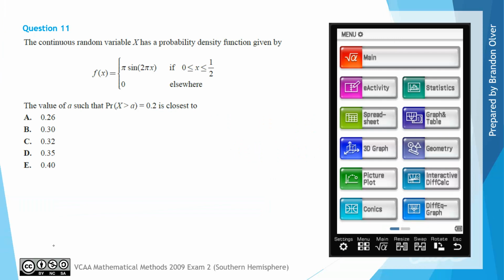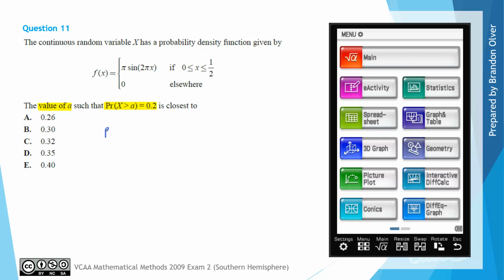For question 11, we have the continuous random variable x with the probability density function given by the following hybrid function. And the question goes on to say the value of a such that the probability x is greater than a is equal to 0.2 is closest to one of the following values.